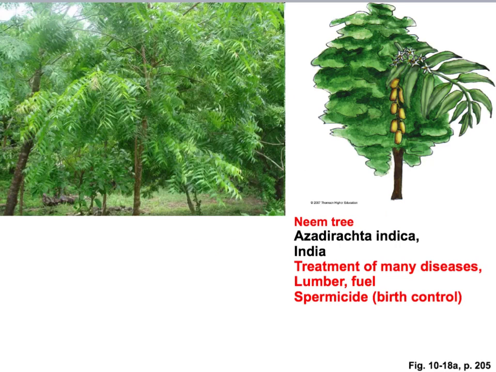An example of a tree in the rainforest that has many uses is called the neem tree, and it grows in tropical regions like in India. Some of the uses for it: it's a form of contraceptive, a spermicide for birth control. You can use the wood for lumber, you can burn it for fuel.